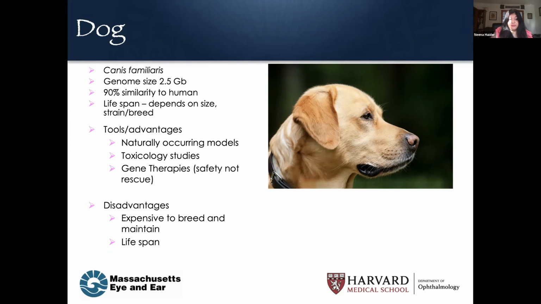The dog, which you have the premier expert that will be speaking later, Gus Aguirre. I'm just, again, briefly pointing out the advantages and disadvantages. There are naturally occurring models in dog for eye diseases, and they're used for toxicology studies, but also for safety. So looking at safety in gene therapies, it's been a tremendous model because they have naturally occurring mutants that are similar to humans, and it has been a great tool for preclinical work. They're expensive to breed and maintain, and the lifespan limitations might prove to be some disadvantages depending on the study you're trying to do.